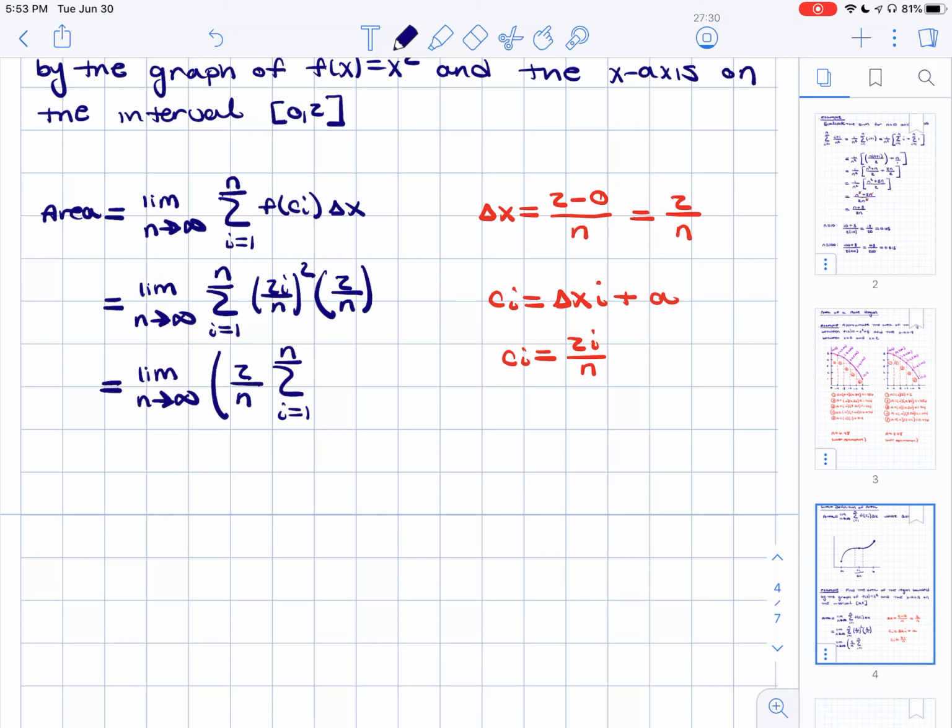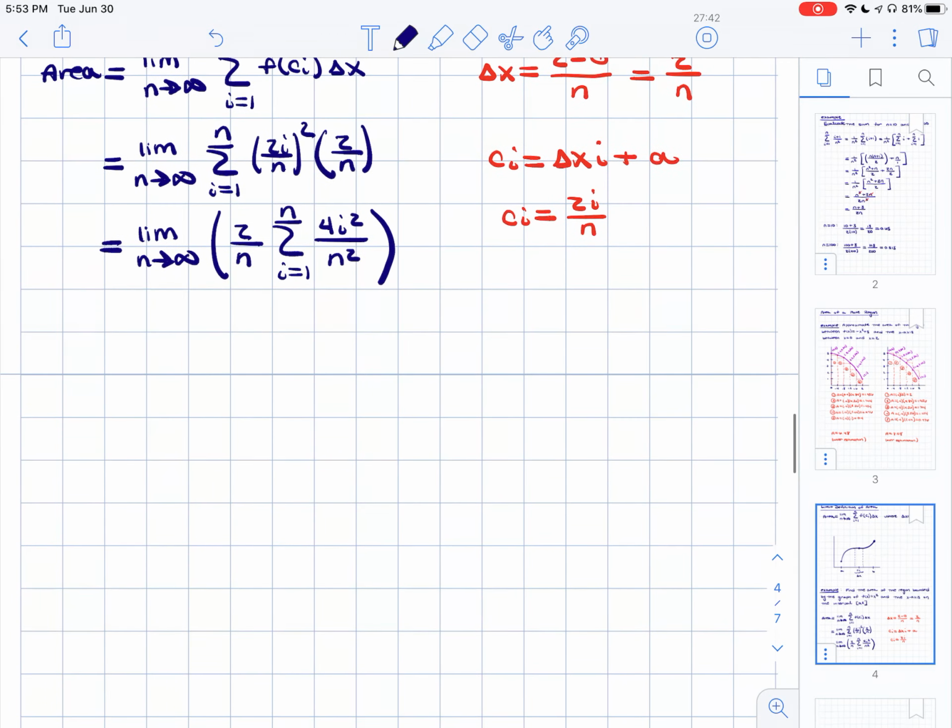All right, the other thing I'm going to do here is go ahead and square this, so distribute that through. That would give us 4i squared over n squared. Once again, anything in here that doesn't have an i in it can be pulled outside. So the 4 can be pulled to the front, and the n squared can be pulled to the front as well. I'm going to make this the limit as n approaches infinity of 8 over n cubed times the sum from i equals 1 to n of i squared.